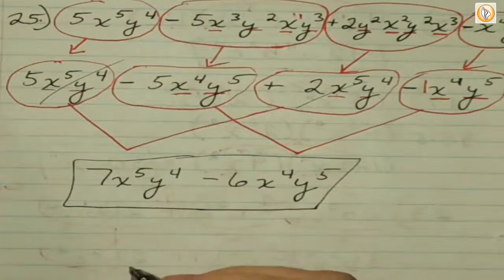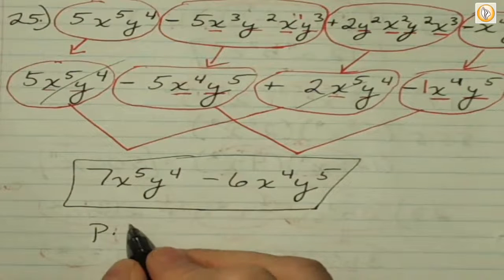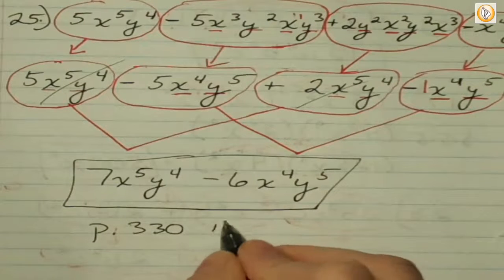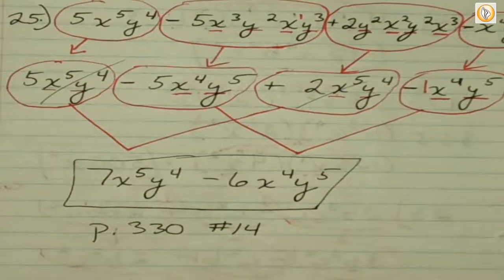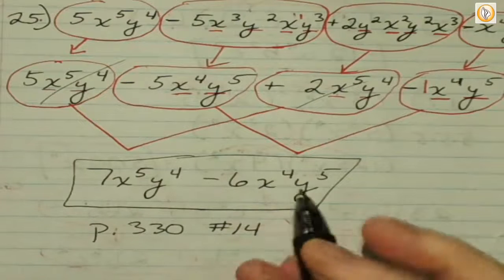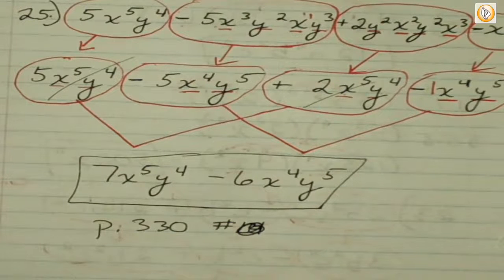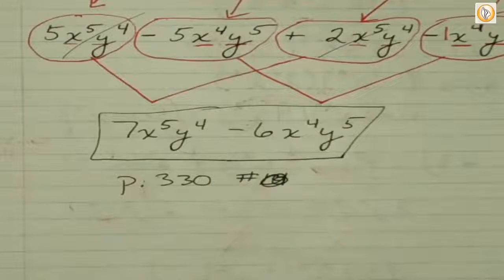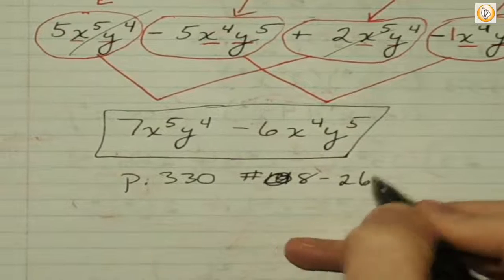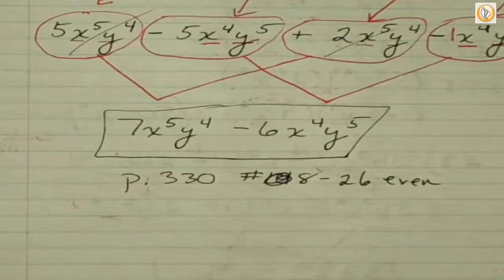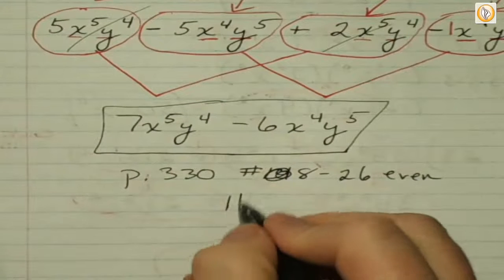Any questions? This is overwhelming. All right, you're doing page 330, numbers 14, and I'll give you some time in science too. Eight to 26, even. That's 10 problems. We get the 2 largest problems, or 2 and 3 largest. Honors.